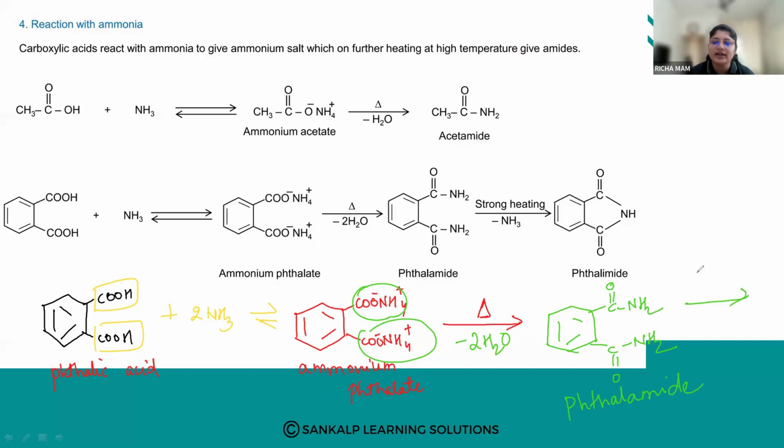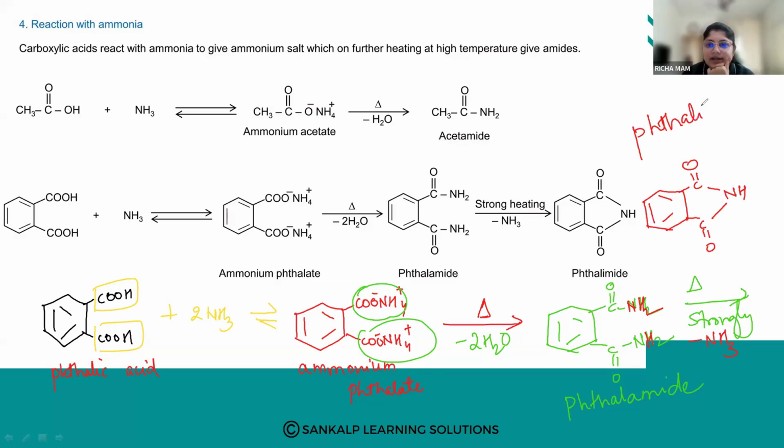Now this phthalamide, if you heat it strongly, what are you going to get? Your NH3 will go. From here one NH2 and from here one H will go. Let me represent it with that color only. NH2, NH2, right? So from here one H will go. So minus NH3. When you heat it more strongly, you are going to get the benzene ring with C double bond O N, C double bond O NH. This is phthalimide.